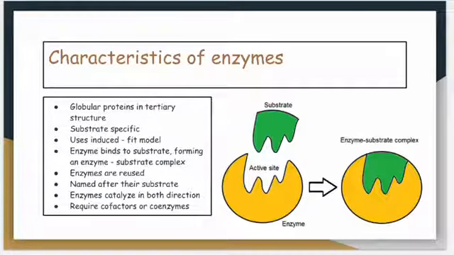Number 6, enzymes are named after their substrate, and the name ends in the suffix -ase. For example, sucrase is the name of the enzyme that hydrolyzes sucrose, and lactase is the name of the enzyme that hydrolyzes lactose. Enzymes catalyze reactions in both directions, and enzymes often require assistance from cofactors, which are inorganic, and coenzymes, which are usually vitamins.